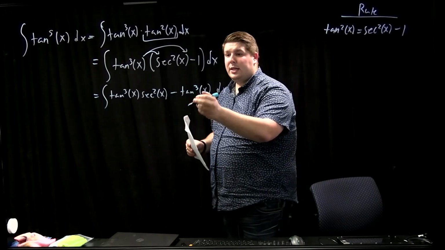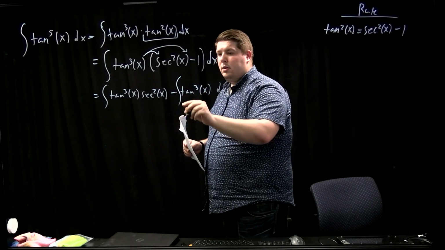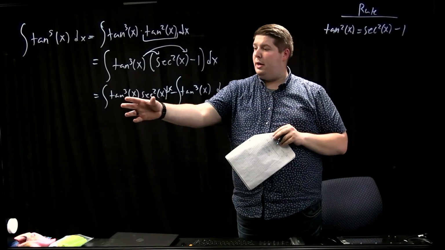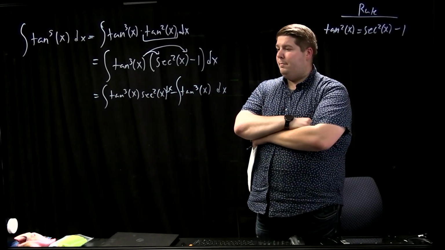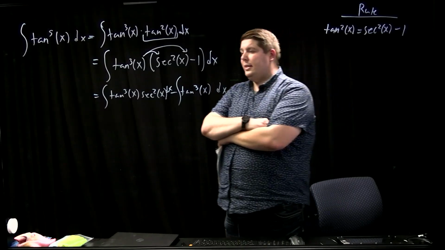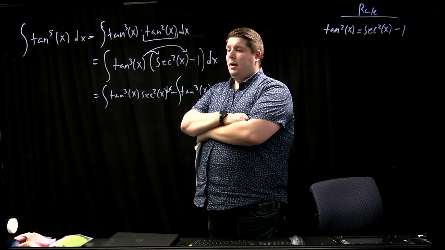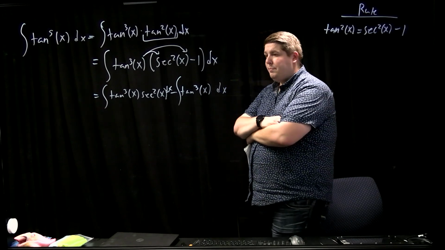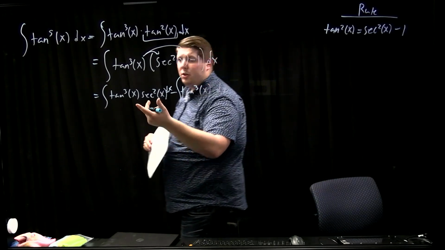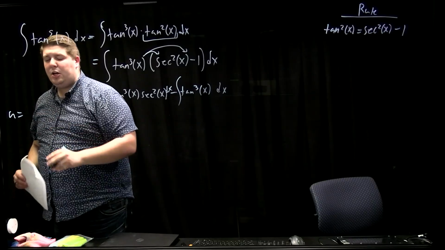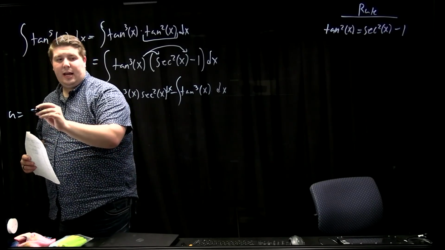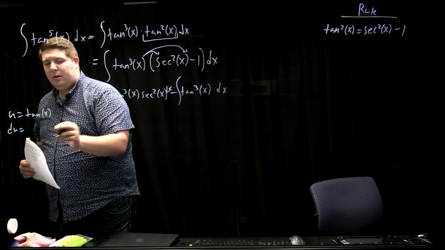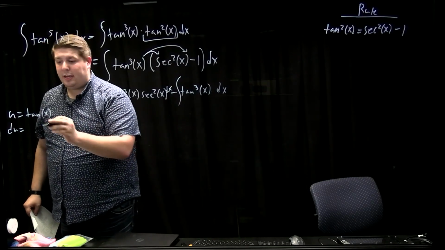And honestly, this can be its own integration. So I have two integrals here now. I want to integrate this tangent cubed of x times secant squared dx. How do I do that? Well, this can be solved by u substitution. So I set u equal to the tangent of x, and I let du be equal to, what's the derivative of tangent? Secant squared.